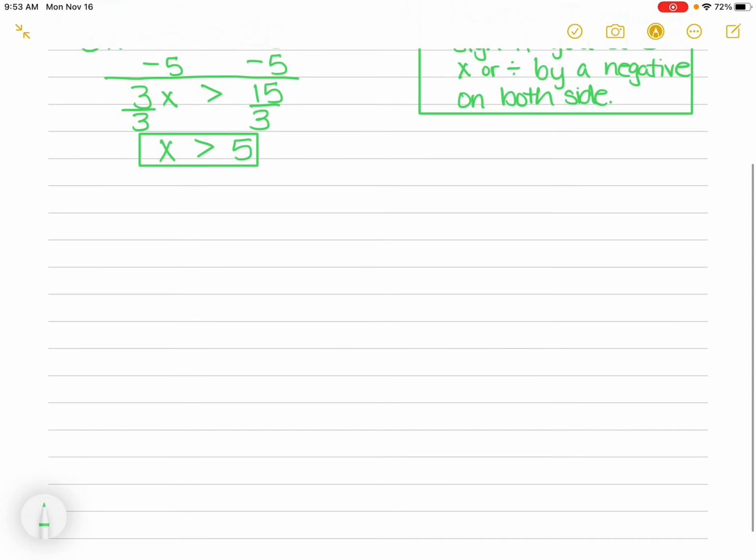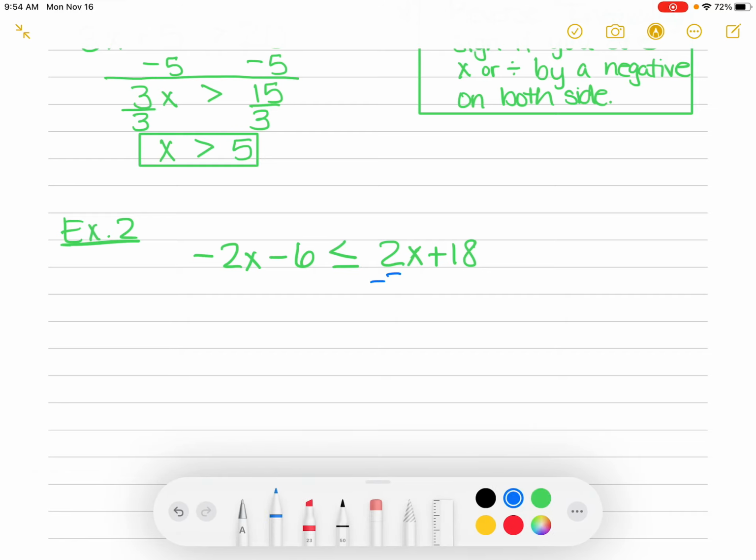Okay, let's move on to example 2. You're going to have -2x - 6 ≤ 2x + 18. Okay, so how do I solve this problem? I'm going to first need to get my x's all to the left-hand side, right? So I'm going to subtract this 2x to put it over here with this 2x. Now I have all my x's together. So this gives me -4x - 6 ≤ 18, right? These two cancel each other out.